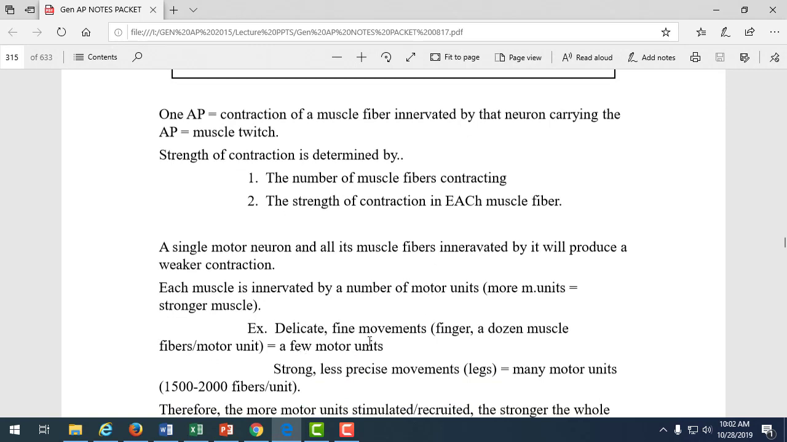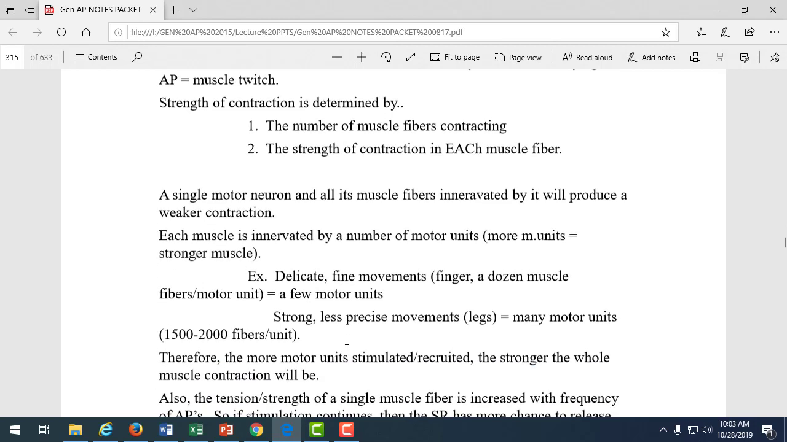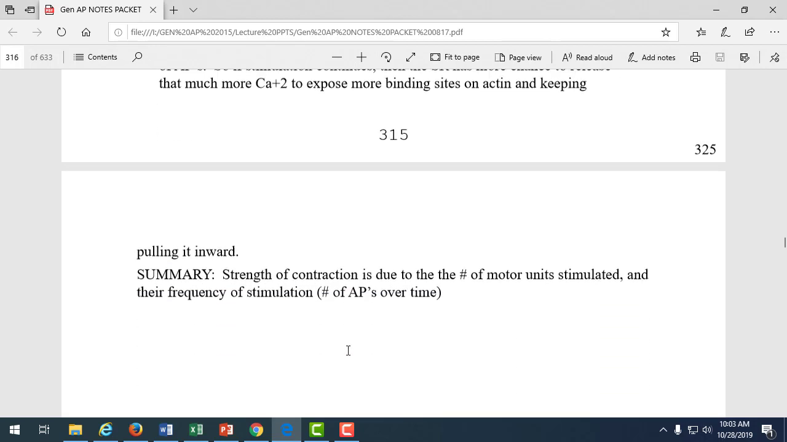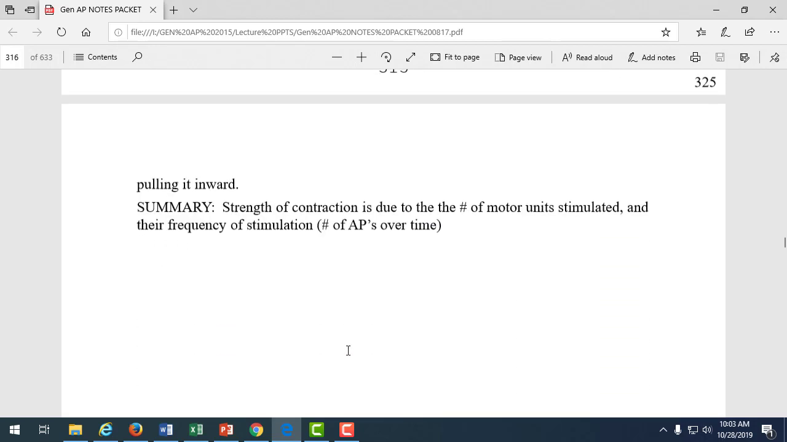So delicate, fine movements, you just have a dozen muscle fibers in that motor unit. So fewer motor units, fewer muscle cells in that motor unit. So if we want to get maximum strength, we want all the muscle fibers in a motor unit contracting together. And we can't measure that in a lab because it takes extreme stress and duress to get all the motor units in a particular muscle stimulated.